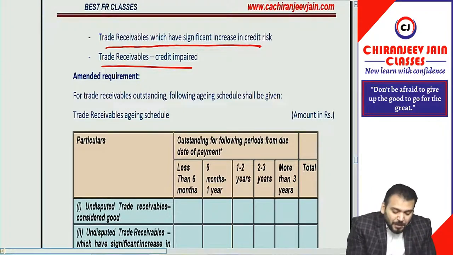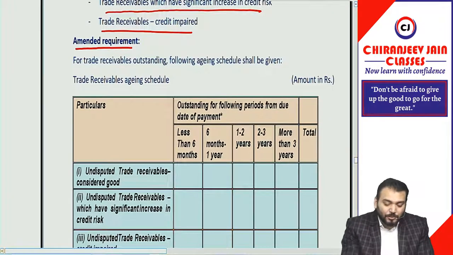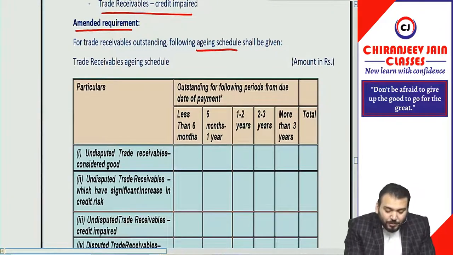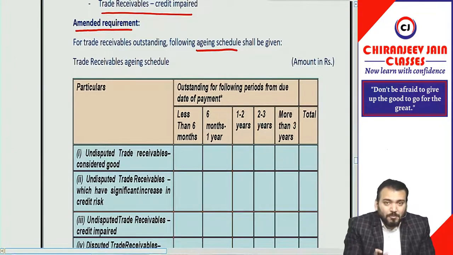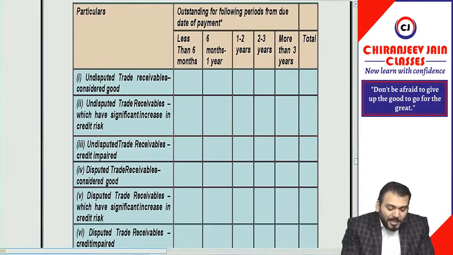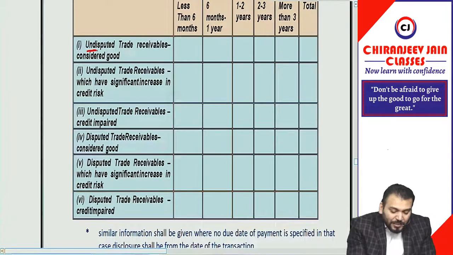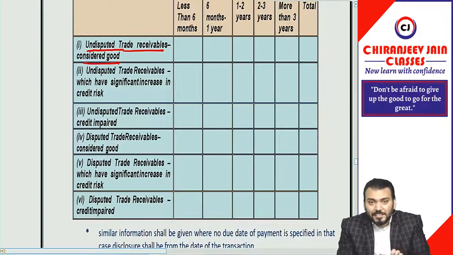But now, as per the amendment requirement, they have also asked you to give the aging schedule, which will be as under. So now, as per the amendment, they want an aging schedule. It means we need to give the age of trade receivable, the aging schedule, and that will be given for undisputed trade receivable considered good.